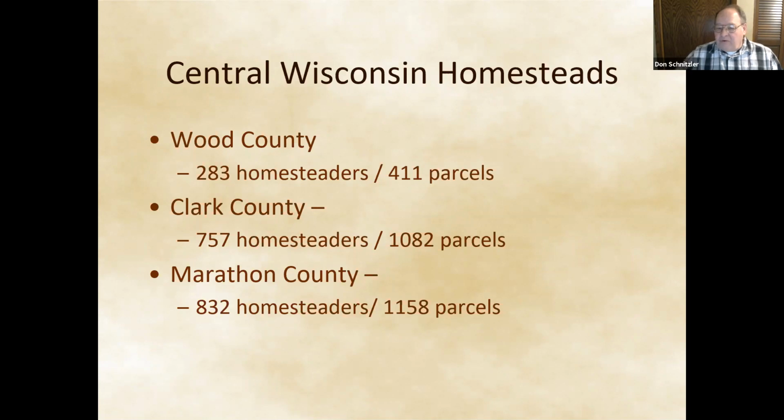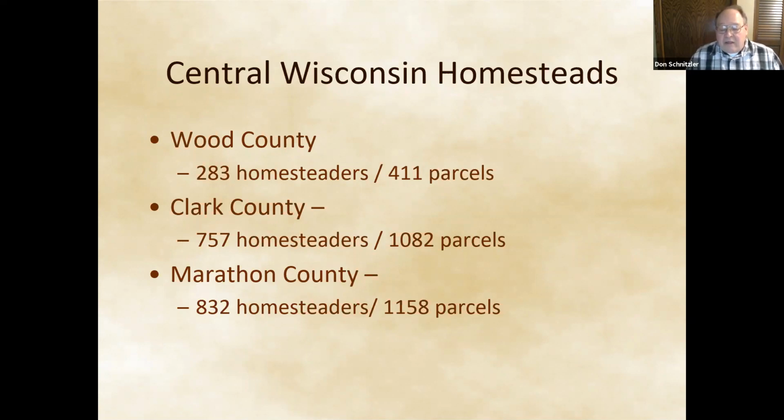And then when the railroad came through, as an incentive to the railroad, the federal government gave land grants to the railroad to encourage the building of the railroad to Ashland. And so some of the land from Wood County and Clark and Marathon was actually included in the land grants to the railroads. But when push comes to shove, in Wood County, there was less land available when homesteading began, and that's why the number is lower.